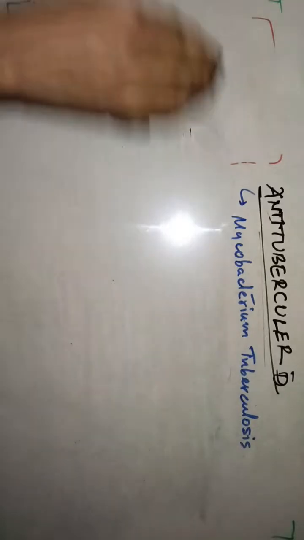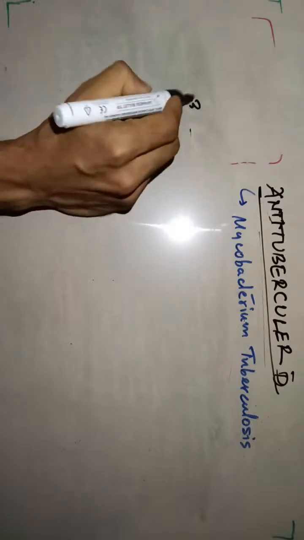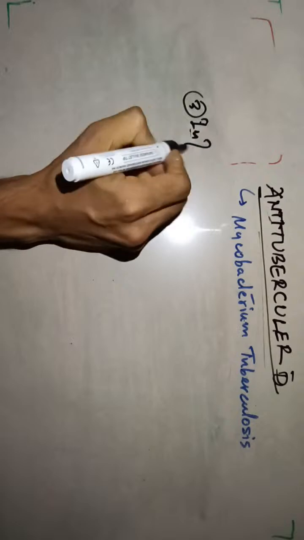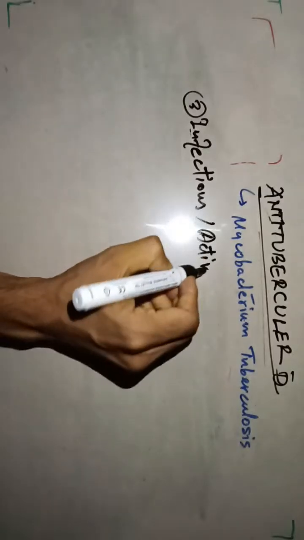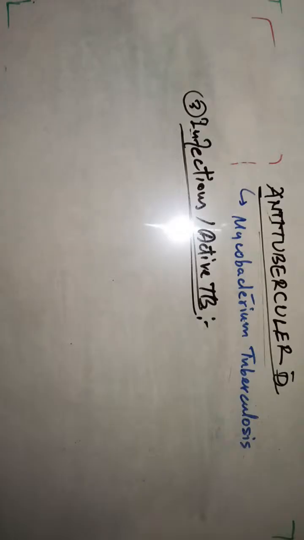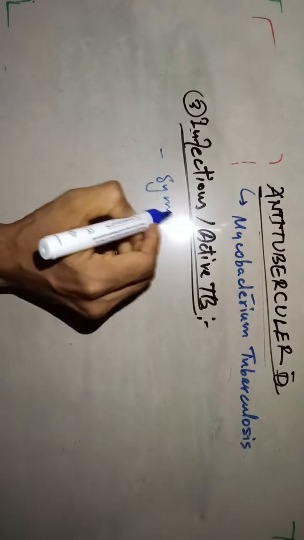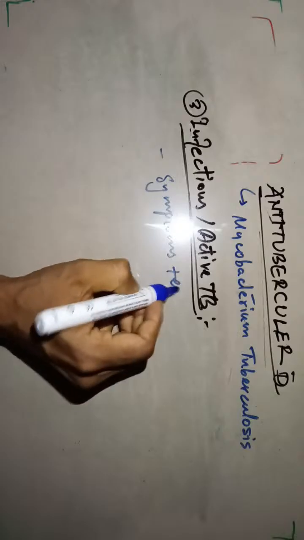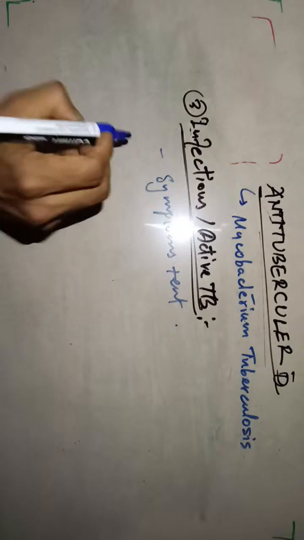Next, what is the third phase? The third phase is the infectious phase, also called the active tuberculosis phase. In the third phase, what will be the symptoms? All the symptoms that I have mentioned earlier will be present, such as persistent cough for more than 3 weeks. Skin test, Montoux test, tuberculin test, all will be positive.